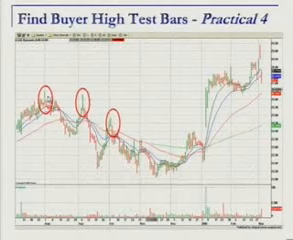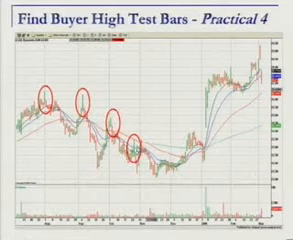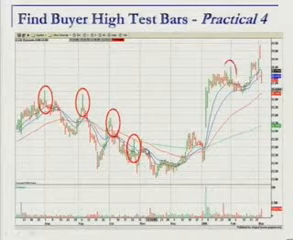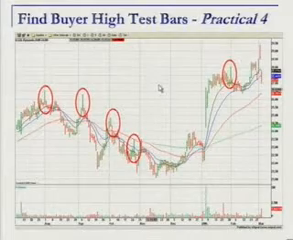Again, all we're looking at is the pattern at this point in time. Nice high test, sending the price lower every time after the high test. So they're the buyer high test bars. The buyers won the bar, but they are in themselves bearish because the test is high and then it closes lower towards the lower ranges.